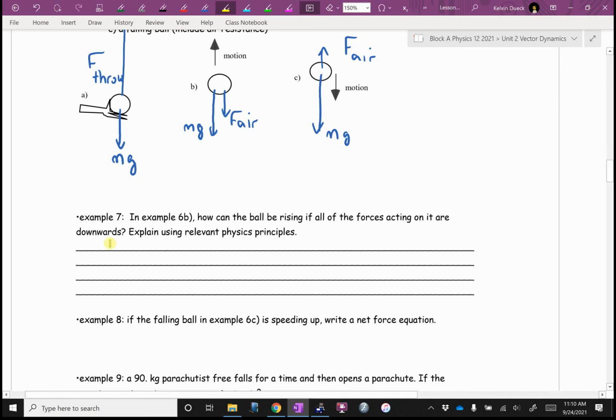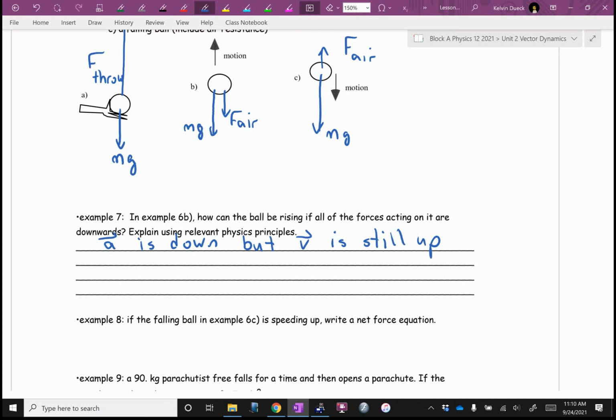So, explain your answer. I would say something like this. A is down, but V is still up. Acceleration does not tell me which way we're moving. It only tells me, Newton's laws tell me which way we're accelerating. For me to know which way we're actually moving, I need more information from the question. So yeah, you can totally be moving up with all the forces pointing down.